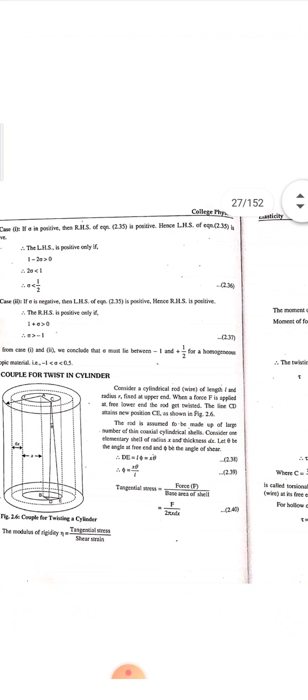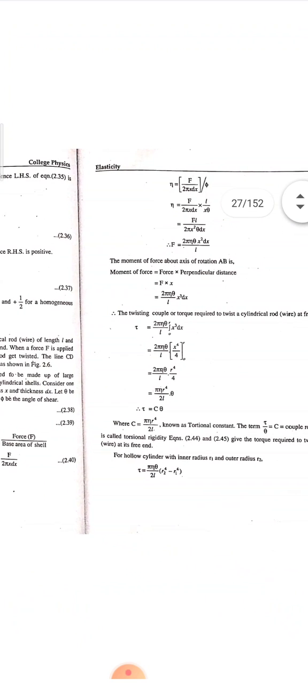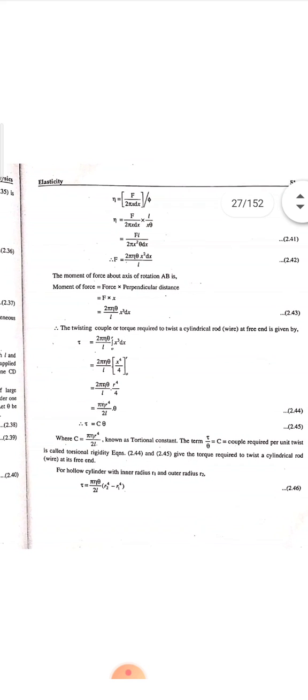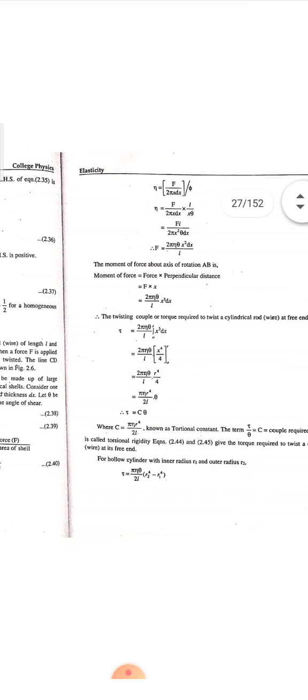Here you have to see this: what is the torsional constant? C is equal to pi eta r raised to 4 divided by twice L. The twisting couple, or torque, required to twist the cylindrical rod at its free end is given by tau is equal to C into theta, where C is nothing but the torsional constant that you have to remember. That may come for MCQ purposes. Only this MCQ you have to prepare.